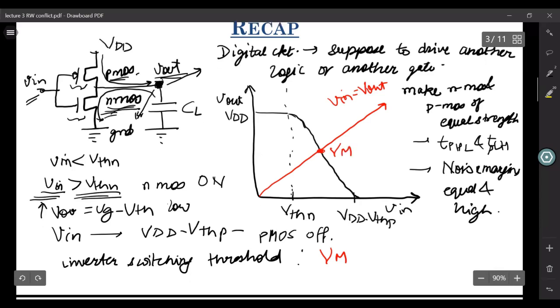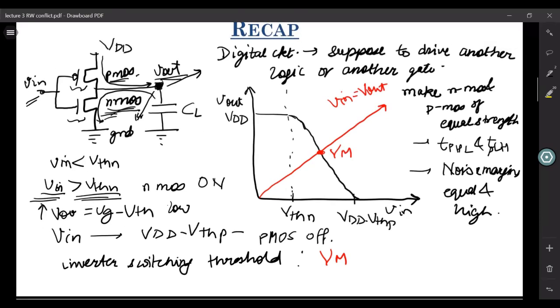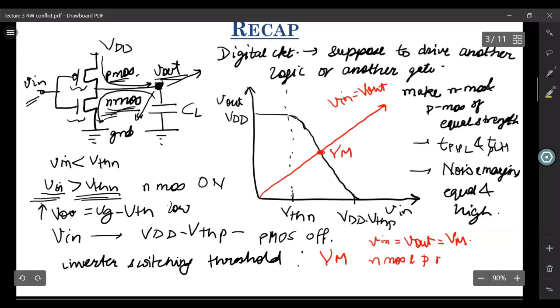So what is so special about this VM? At VM, you have your Vin equal to your Vout equal to your VM. So at this point, both your NMOS and PMOS are turned on, and both of them are in saturation.